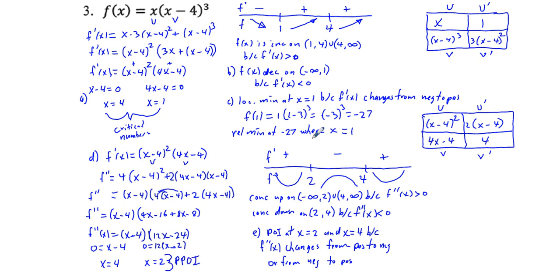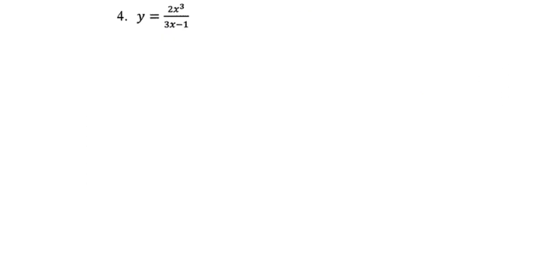So there we have parts A, B, C, D, E. Next, I'm going to look at working out problem 5. You have f of x equals x squared minus 4 over x plus 2.